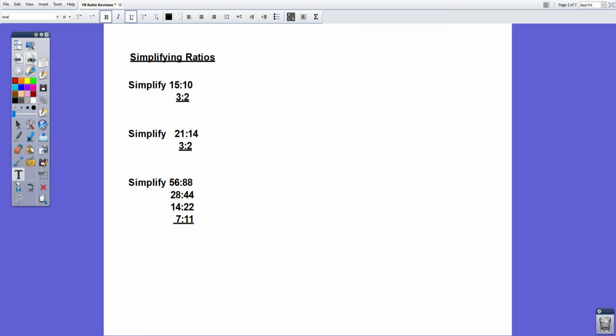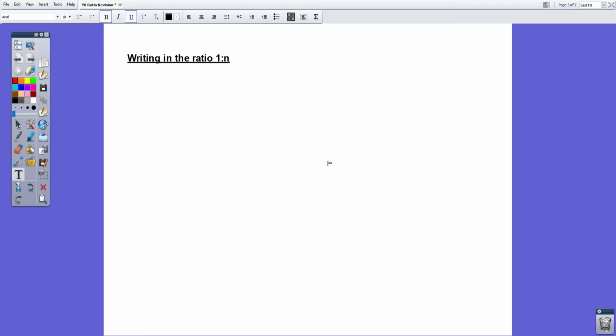Okay. Now sometimes you'll be asked to write the answer in the ratio 1 to n. Now what this means is, and I'm not going to keep writing it, sometimes this will mean that you are given something like 16 to 32, and what you've got to do is change the first number to a 1. Now, to change that first number to a 1, you've got to go from 16 to 1, you've got to divide this side by 16.